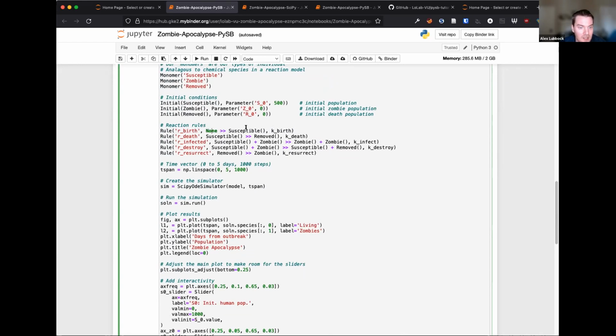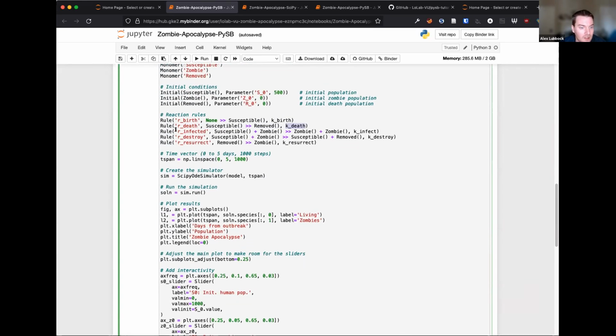So we're just saying that susceptibles are created at this rate, k birth. And then we have the natural death rule. So this is susceptibles converted into a removed group at a rate k death. We have this infection or transmission rule.